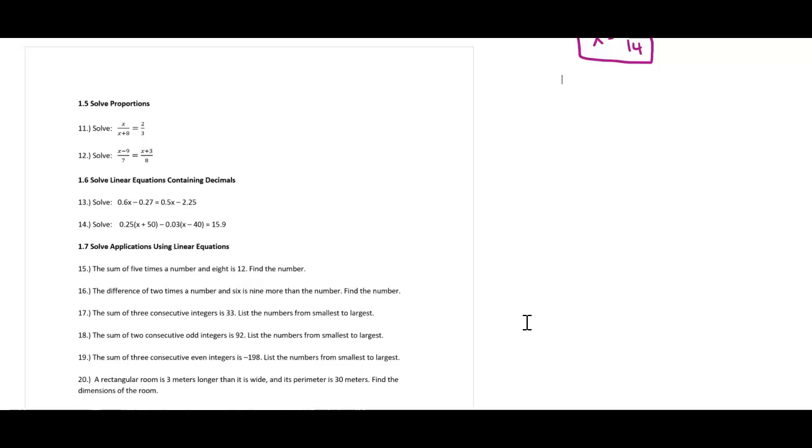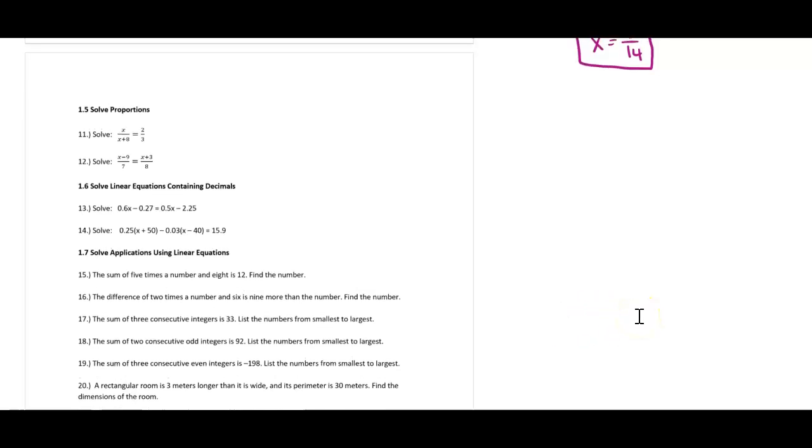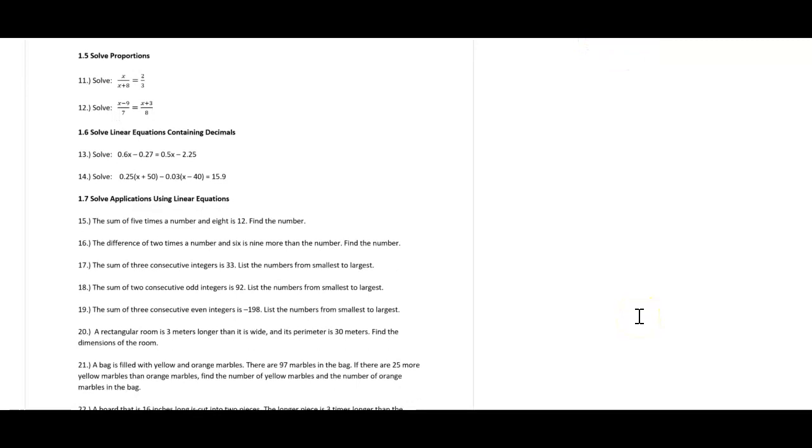Okay, so what about 11 or 12? Would you like to work through either of those? Those have some fractions in them, but now they're proportions. Anybody have any suggestions, or want to do what you think is going to be best for you? What's going to help you the most? Let's do 12. Okay, let's do number 12.